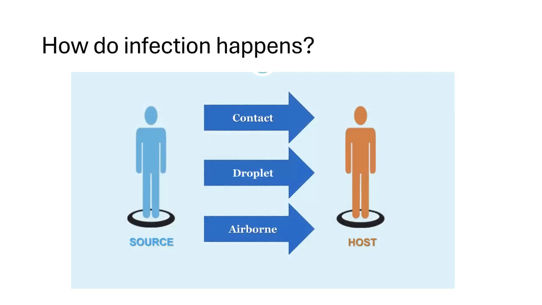Infections usually spread in 3 main ways: contact, droplets, and airborne transmission. A contaminated source can pass the pathogen to a vulnerable person through touch, through respiratory droplets, or through the air, depending on the organism. Understanding these routes helps us choose the right prevention measures.